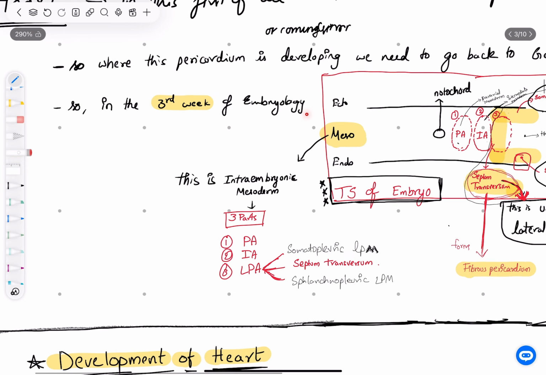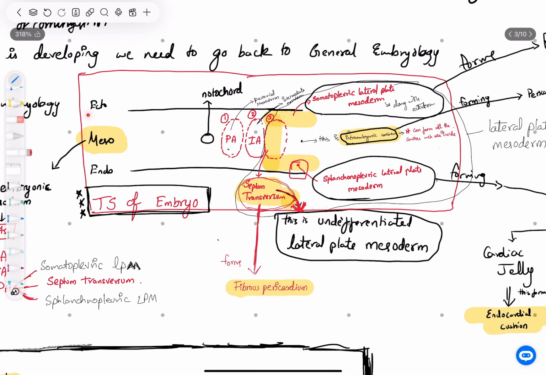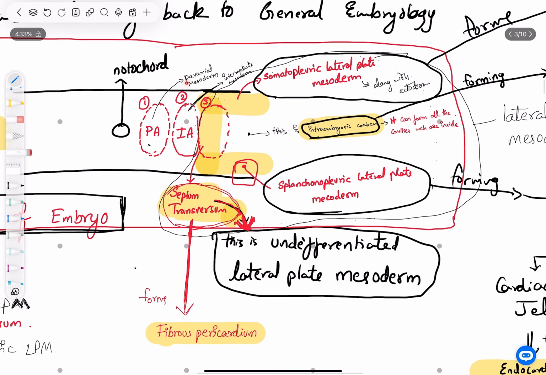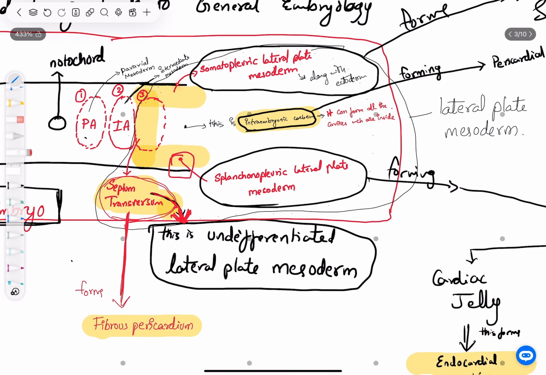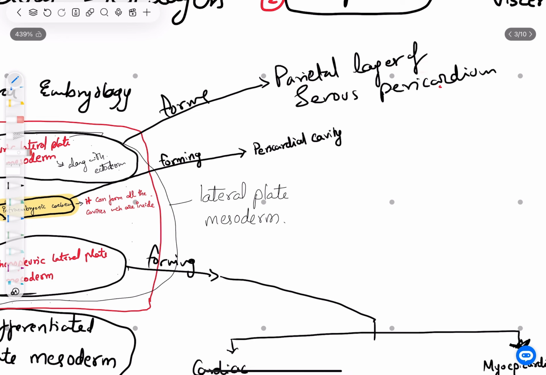In the third week of embryology, we can see the TS of the embryo. In the TS of the embryo, this is ectoderm, mesoderm and endoderm, and this is the notochord. We can see paraxial mesoderm here, intermediate mesoderm, and this is lateral plate mesoderm. The structure along with the ectoderm is called somatopleuric lateral plate mesoderm, and this is splanchnopleuric lateral plate mesoderm along with the endoderm. The somatopleuric lateral plate mesoderm along with ectoderm forms the parietal layer of serous pericardium.